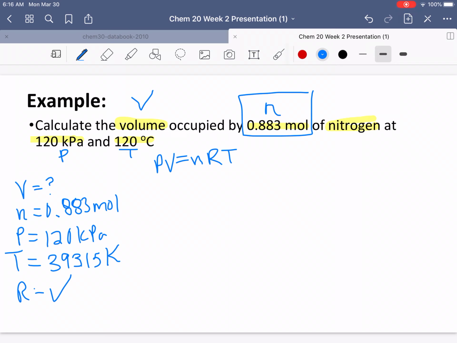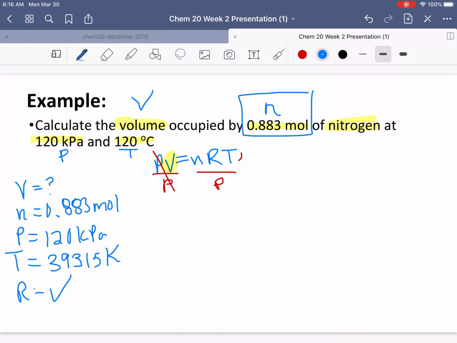Okay? Our goal of this question is to look for volume. So we're trying to get V by itself. Don't make this harder than it needs to be. To get V by itself, we do the opposite, which is divide out by P. What we do to one side, we do to the other. Those are gone.